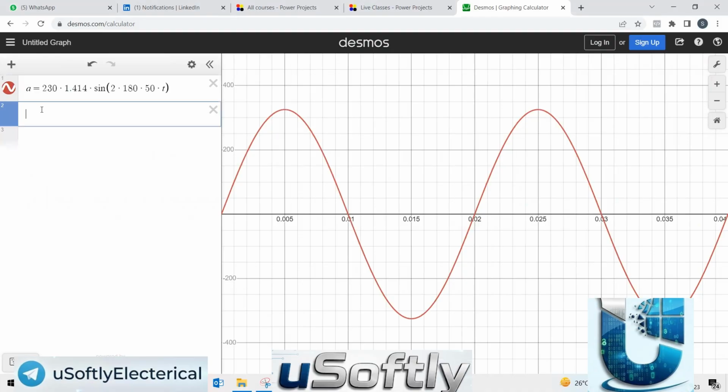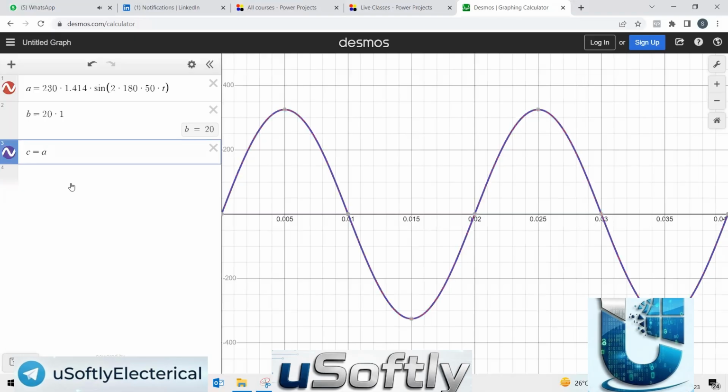Now, this is a voltage. I'm just adding, probably B equal to, say, for example, 20. That could be a straight line, right? The value is coming down. All right, let's say B equal to, for example, 20 into 1. So this is a sinusoidal wave. Let's see C equal to A plus B.